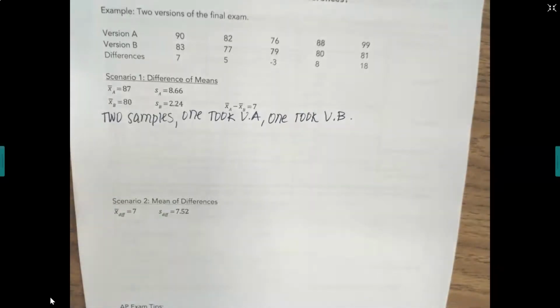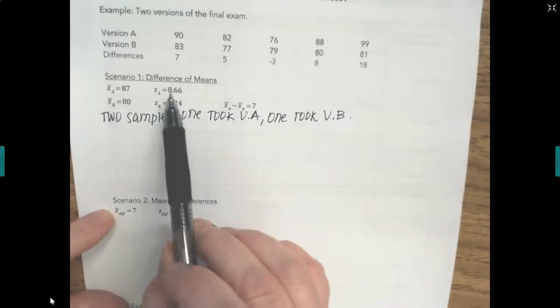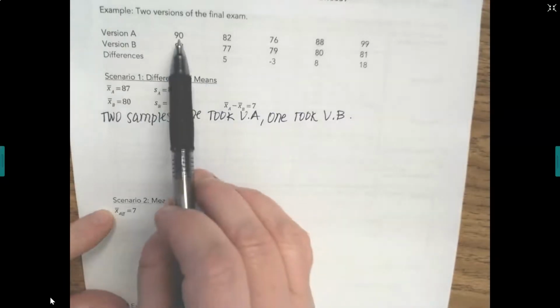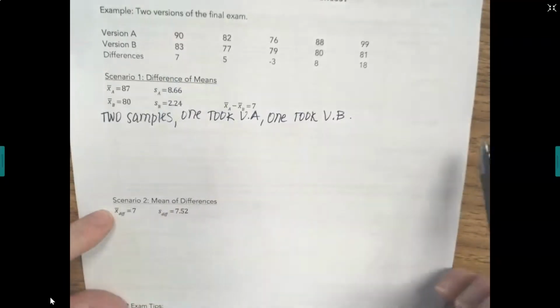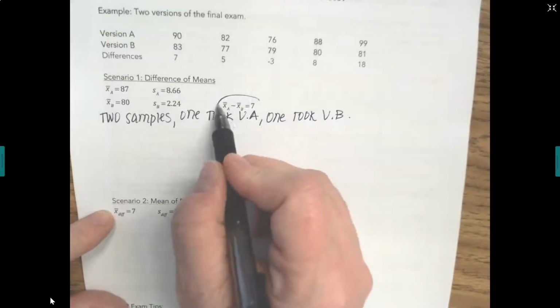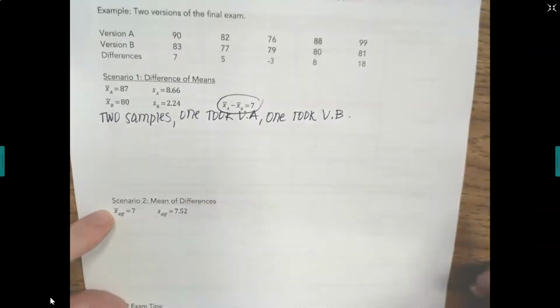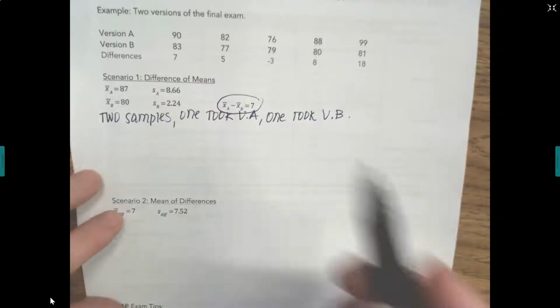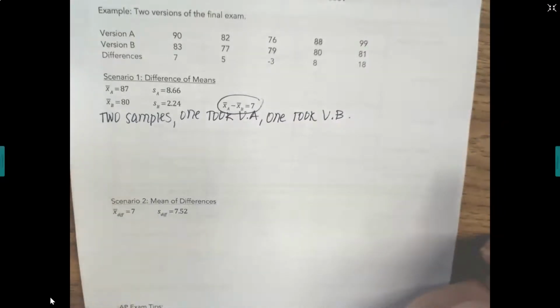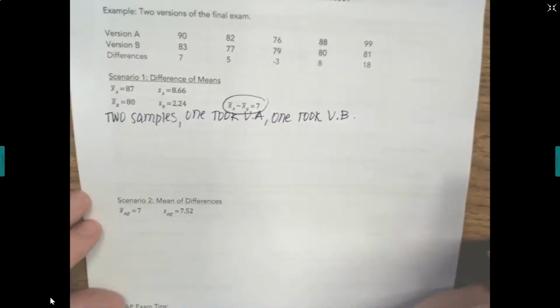Okay, so in other words, the scores of A and the scores of B belong to different students, right? So when we have that situation, we have two samples, we're looking for a difference in means. I want to know what their mean difference is of the students who took the A version and the students who took the B version. So to get my statistic, I'll take the mean of A minus the mean of B, and I got a difference of 7.